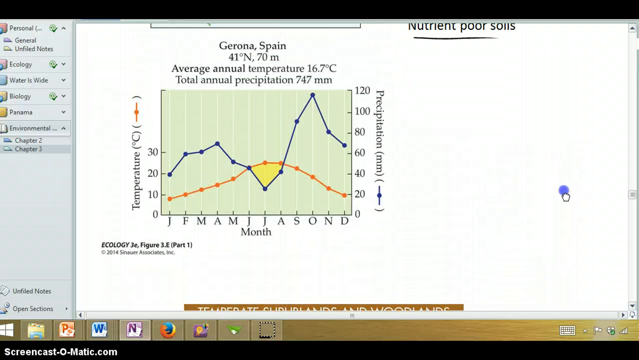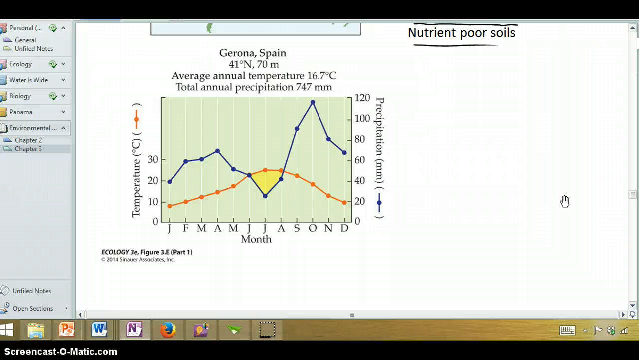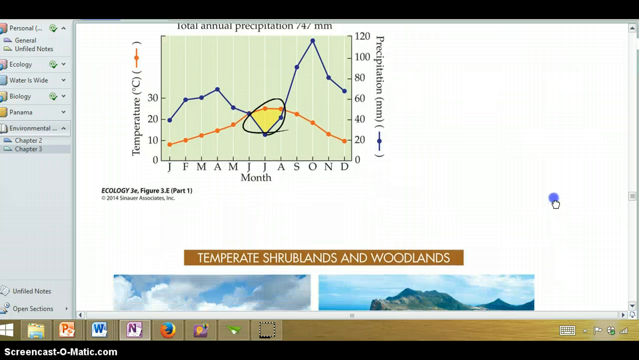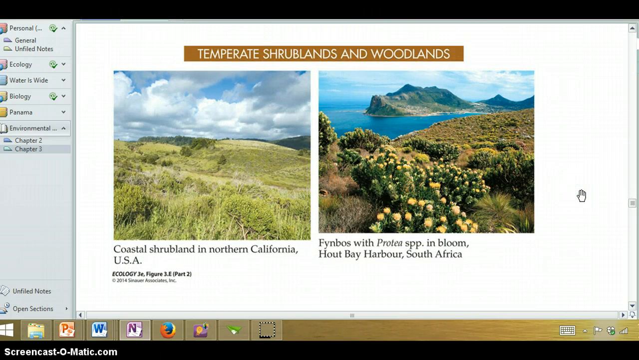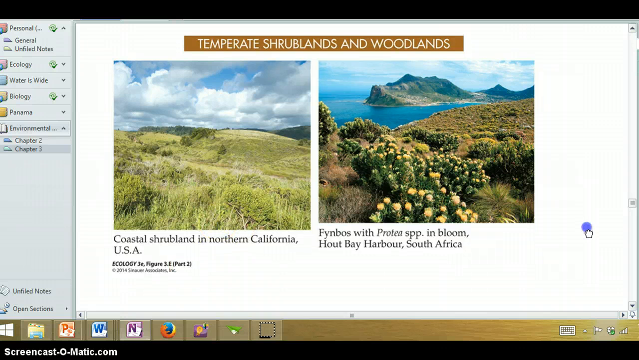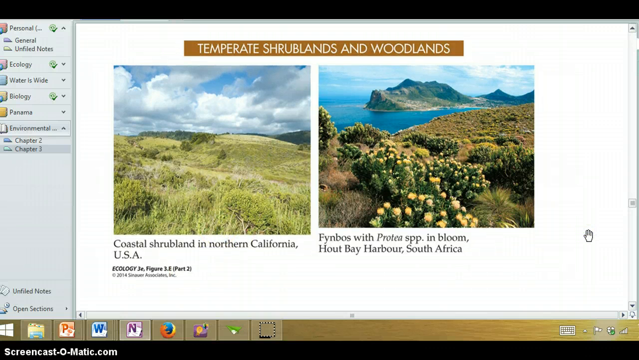And so yeah, you can see in Spain here, there's a slight difference in temperature, but it's warm throughout the year. But you can see in the middle of summer, it's relatively dry. And so during that period in particular, plant growth is going to be quite limited. And so here you can see in California and Africa some of the characteristic look of this Mediterranean climate.